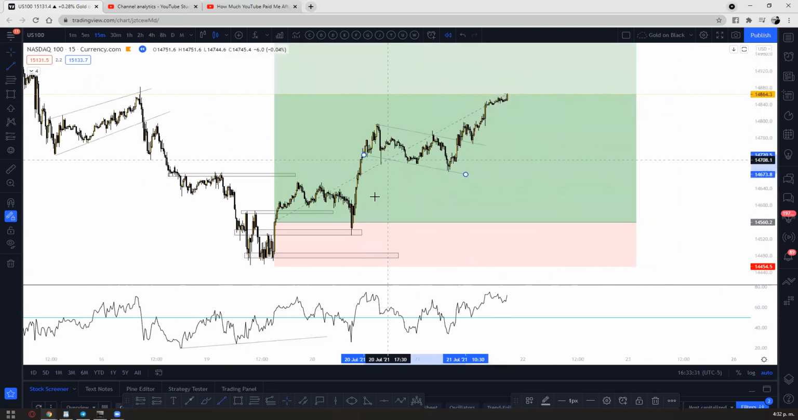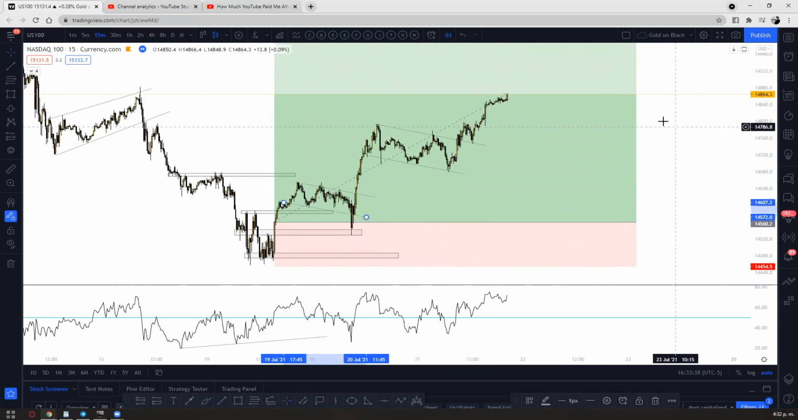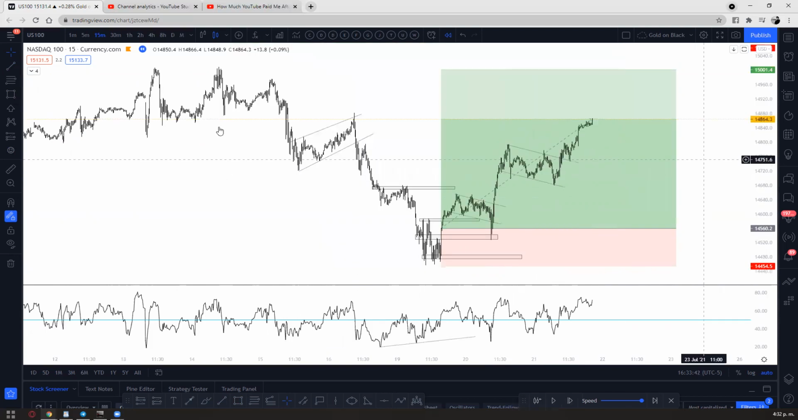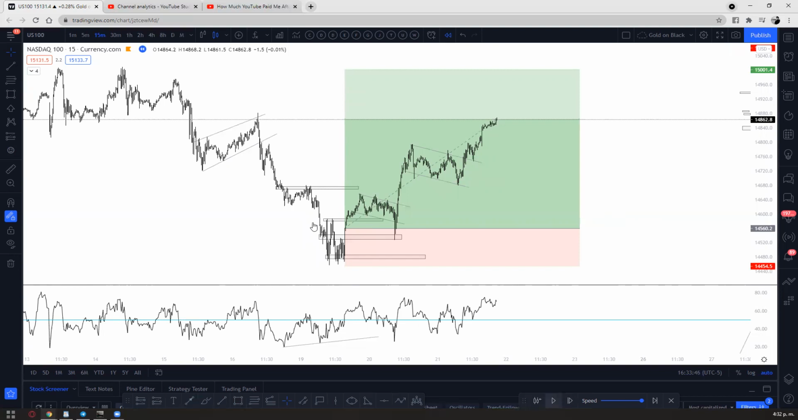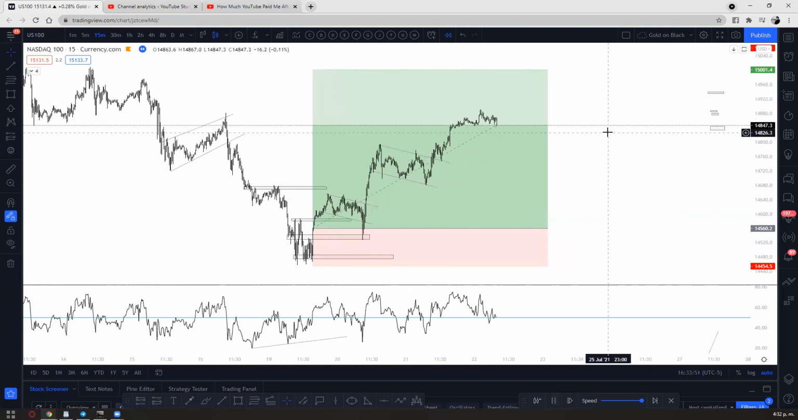Plus there was another flag here. It's another kind of weird flag, but it was a flag. So you see prices just giving you signs that it's pushing up like crazy. It's just making the correction after that massive drop. Because it's Nasdaq, they are going to correct.